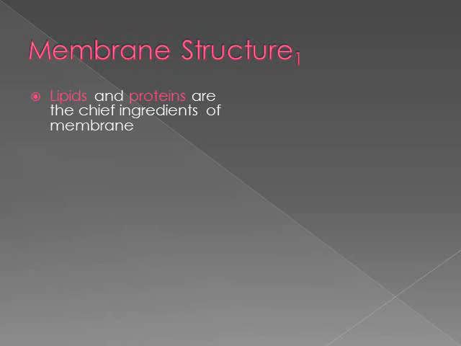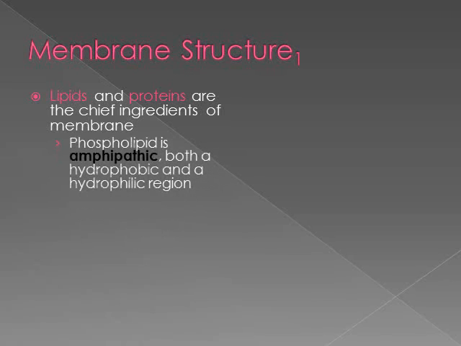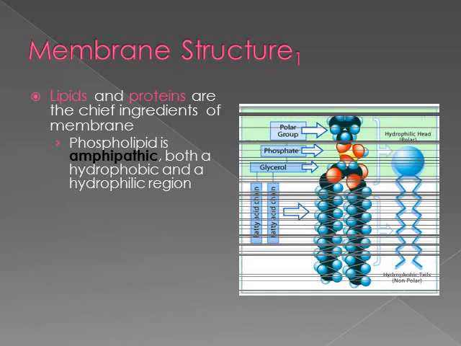the main components of a membrane, not the only ones, but the main components, are lipid and protein in nature. And of course, we mentioned when we were doing our biomolecules that phospholipids are going to be an important component of the cell membrane. One of the reasons for that is because phospholipids have a hydrophobic tail and a hydrophilic head. We call molecules with that dual nature amphipathic. So part of the molecule loves water and part of the molecule hates water.